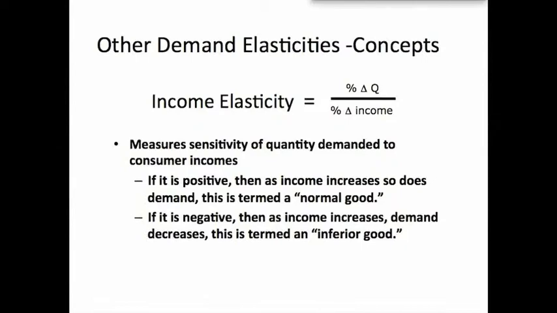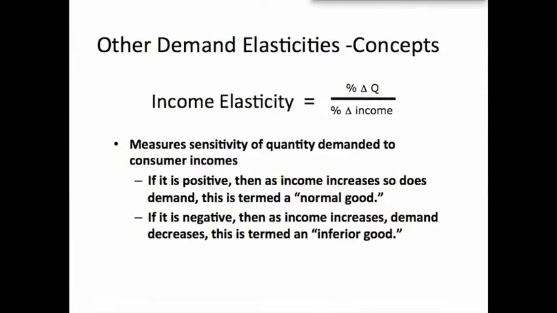If we think as income changes, we know demand changes, and this measure is an attempt to tell us by how much demand changes. If this measure is positive, that means that the percentage change in quantity moves in the same direction as the percentage change in income. This is called a normal good. Typically, we think that as income rises, demand rises.